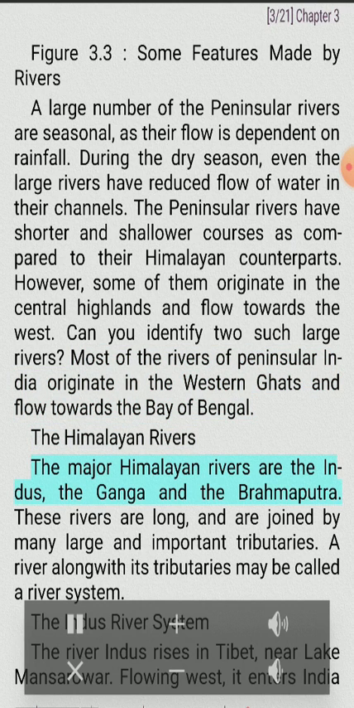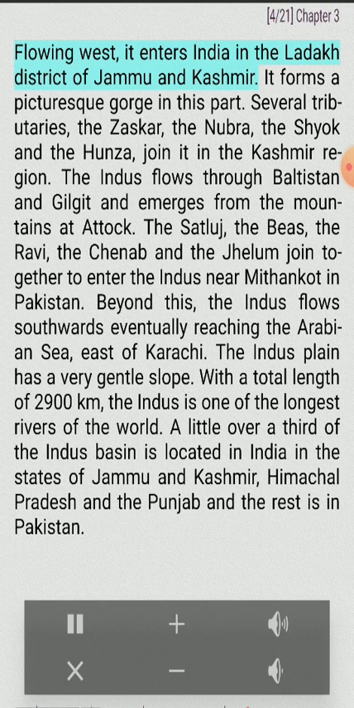The Himalayan Rivers. The major Himalayan rivers are the Indus, the Ganga and the Brahmaputra. These rivers are long, and are joined by many large and important tributaries. A river along with its tributaries may be called a river system. The Indus River System. The river Indus rises in Tibet near Lake Mansarovar. Flowing west, it enters India in the Ladakh district of Jammu and Kashmir. It forms a picturesque gorge in this part.